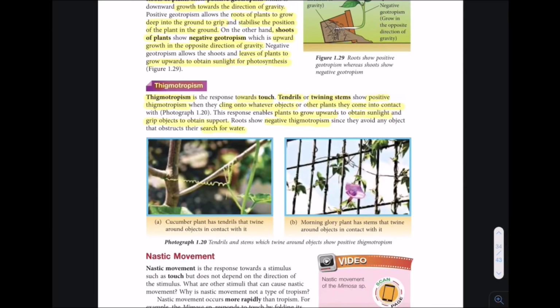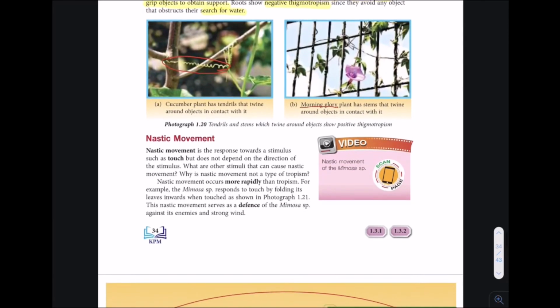This is an example of a cucumber plant's tendril attaching to another plant for support and to grow upwards. And this is a morning glory that is attached to a fence using its twining stems.